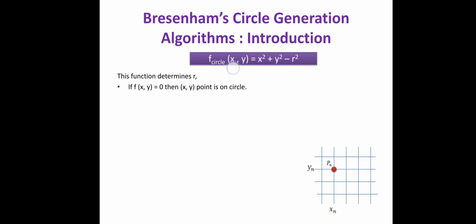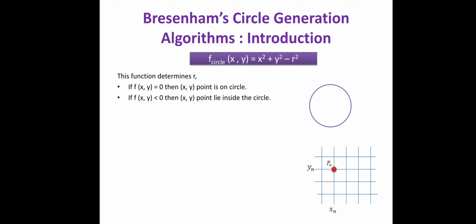Okay. If the value of this function is equal to 0, it means the point lies on the circle. Now you can see here, if this point is satisfying the equation of a circle, then you can say that this point is lying on that circle, or it is lying on the circumference of the circle, right.